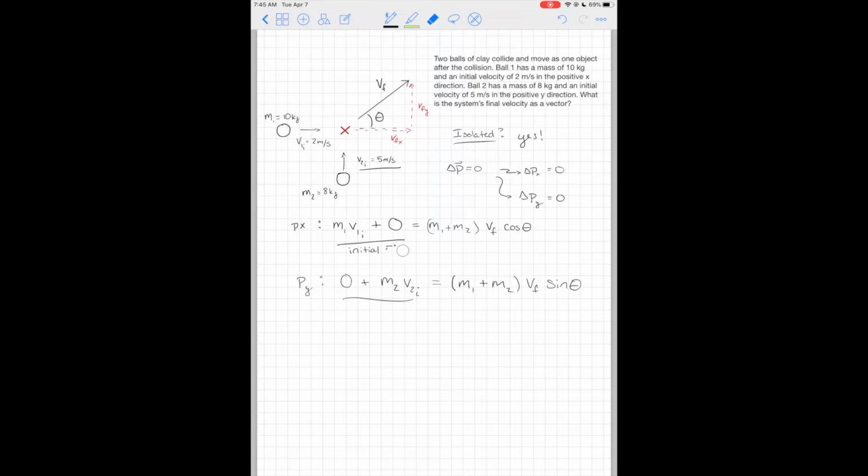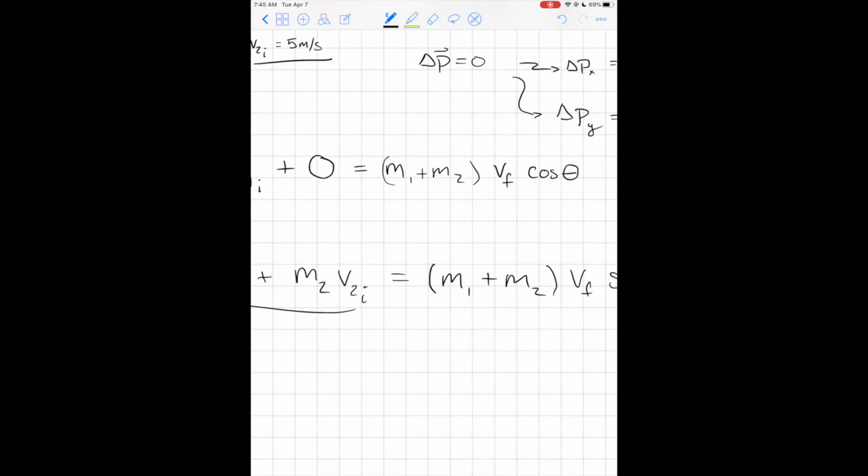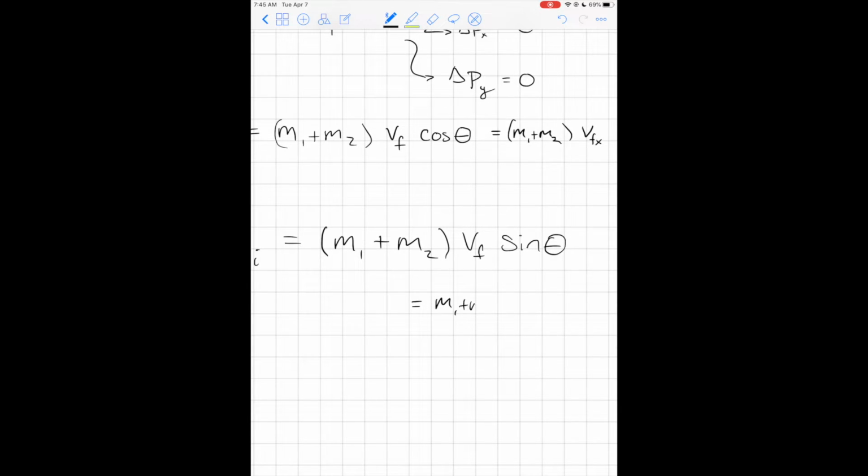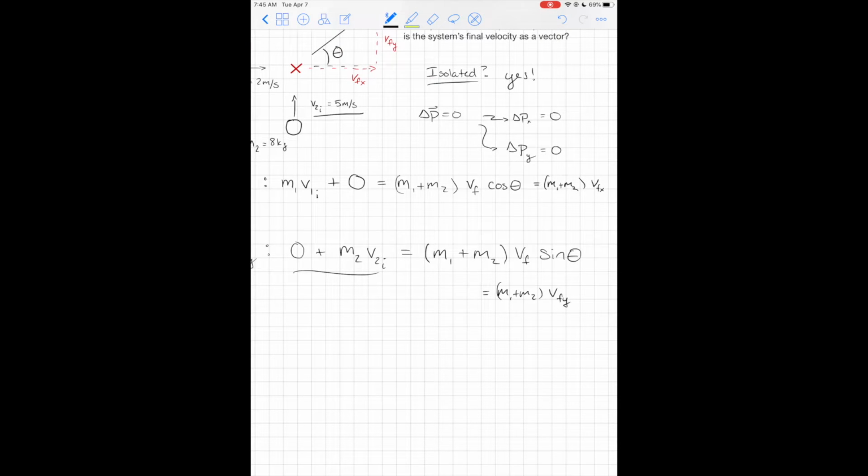What we're also saying, if I zoom in a little bit, this is also equal to m1 plus m2 times vfx. This is also equal to m1 plus m2 times vfy. And so if I'm solving for vfx, vfx equals m1 v1I over the sum of m1 plus m2. And vfy is equal to m2 v2I over the sum of m1 plus m2.